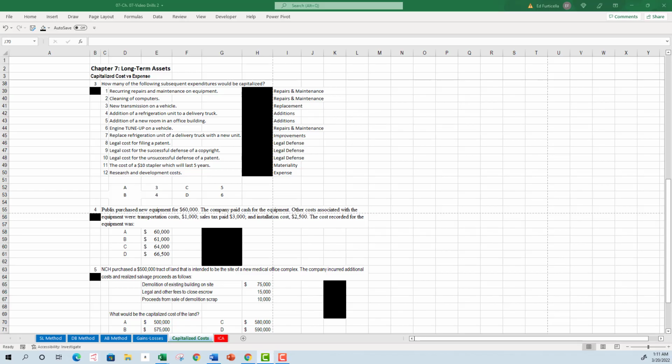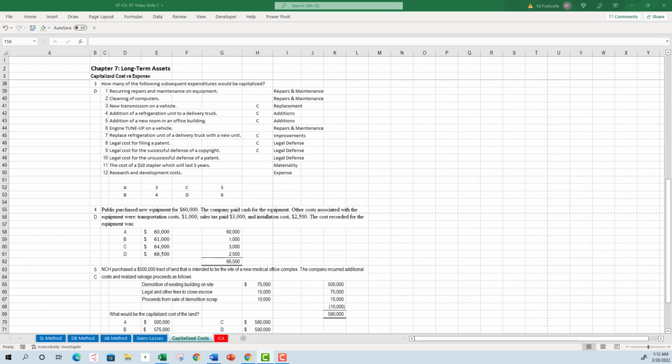Now take a look at questions 3, 4, and 5. Pause your video, read each question carefully, solve, then restart your video again and compare your results to mine. Good luck. Question 3 asks you to determine how many of the subsequent expenditures provided would be capitalized. And the answer is D, 6. The 6 are number 3, number 4, number 5, 7, 8, and 9.